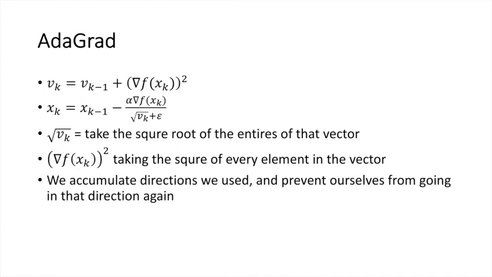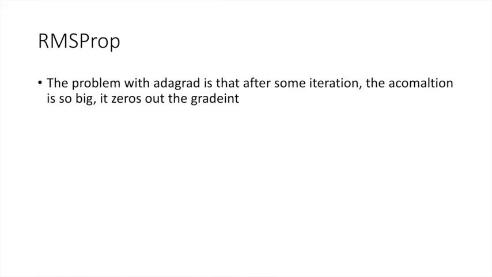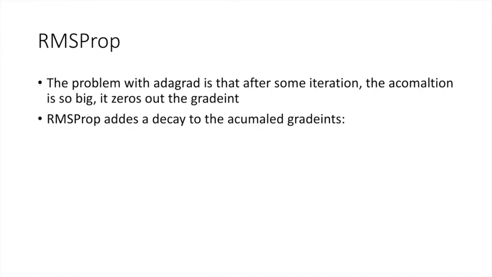So we accumulate directions we have used already and prevent ourselves from going in that direction again. That helps us to reduce overshooting and the zigzag of the gradients. The epsilon prevents us from dividing by zero. RMSProp. The problem with AdaGrad is that after some iterations, the accumulation is so big, it zeroes out the gradient completely. So RMSProp adds a decay to the accumulated gradient and this way tries to handle the problem.